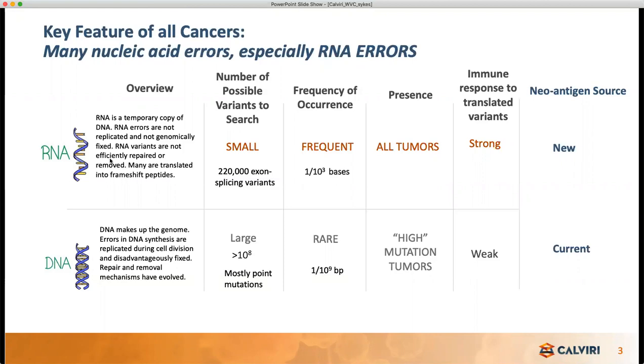That's not the case for RNA, which is a temporary copy. So variants occur, and they occur predictably. And this splicing, whether it's microsatellite slippage, is occurring frequently and in all tumors, not just hot tumors. And because they're not substitutions from point mutations, but rather frame shifts, they are more immunogenic. And this is the source of new antigens that we are focusing on.